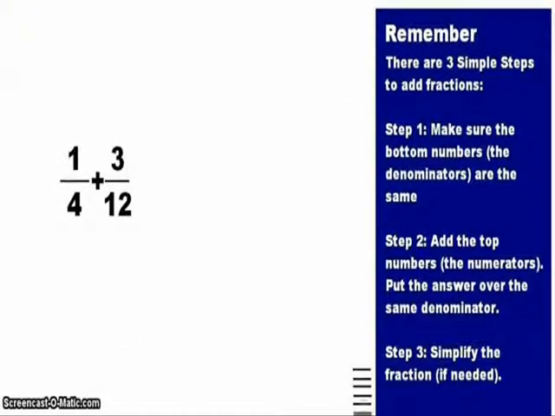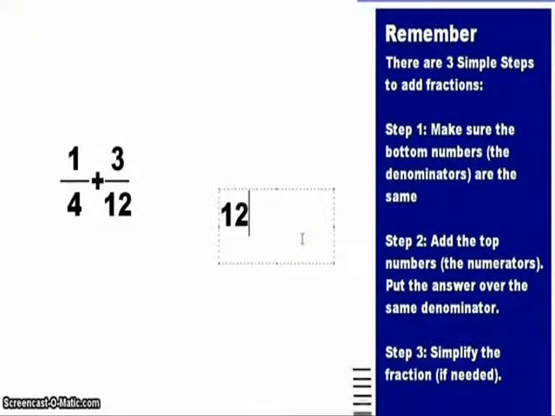3/12 and 1/4. Let's go on to step 1. Make sure the bottom numbers, or the denominators, are the same. So obviously you can see they're not, but 4 goes into 12. So 12 divided by 4 is 3. So we would need to times 4 by 3 to get to 12.